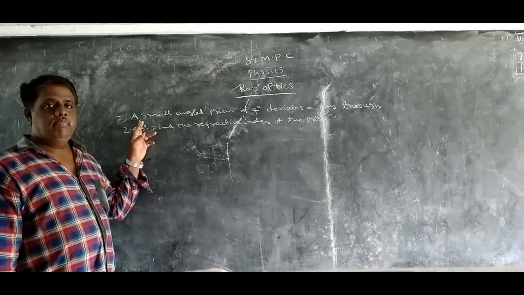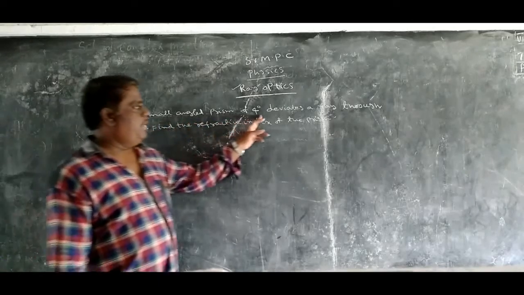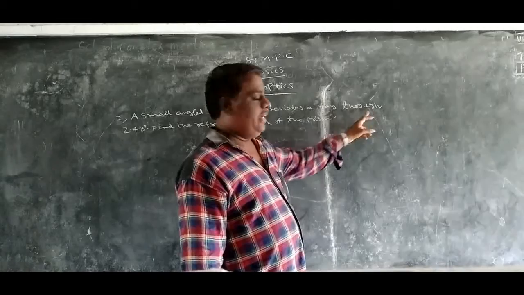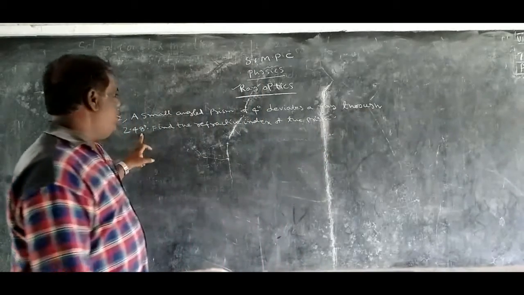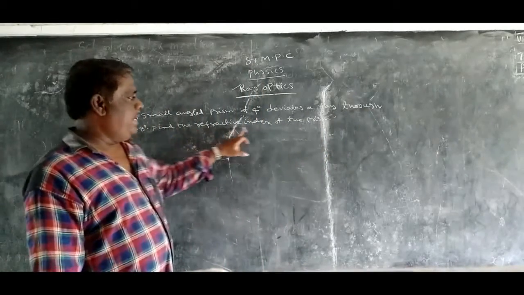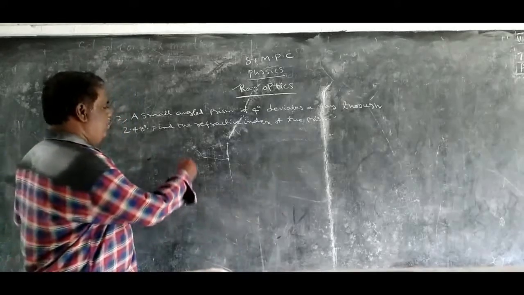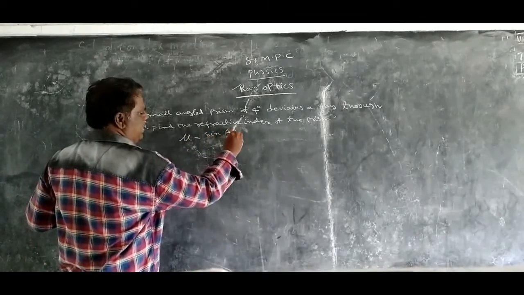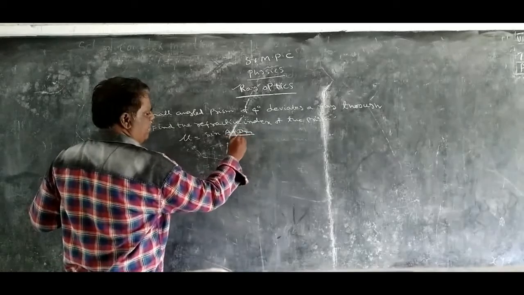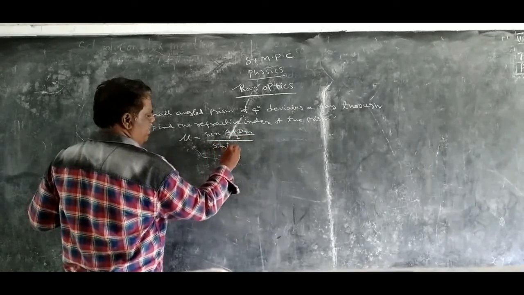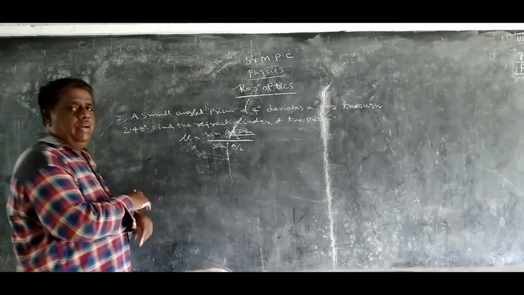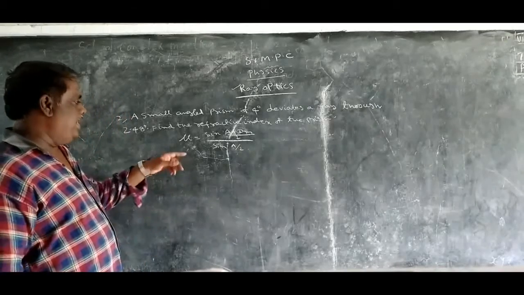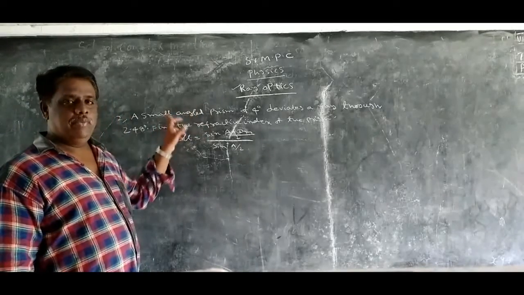The next problem. A small angled prism of 4 degree deviates a ray through 2.48 degree. Find the refractive index of the prism. You know the formula for refractive index: mu is equal to sin((A plus D_m) by 2) by sin(A by 2). This is the formula for refractive index, but they are given a small angled prism.